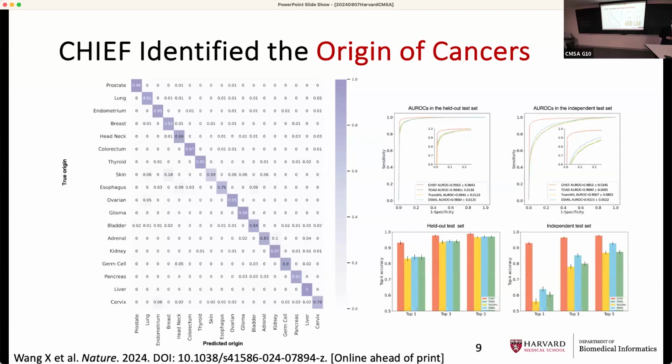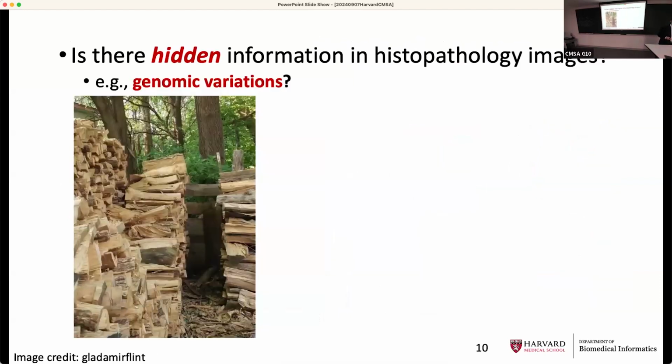So showing that we are seeing some similarities across the cancer types, and we use that as a source of information for predicting the origins of cancers. So this is about the important diagnostic task in the clinical settings. And the next question is, can we further identify additional hidden information on our histopathology images?